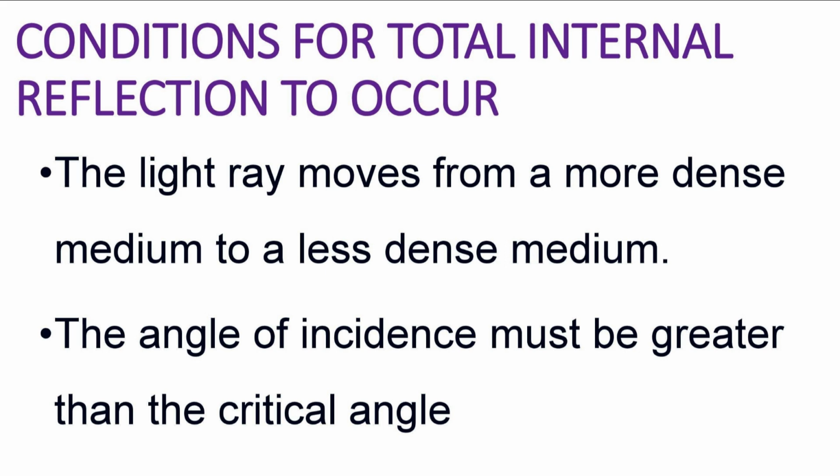Another question will be that they can ask you to state the conditions for total internal reflection to occur. There are basically two conditions. One of them is that the light must move from a more dense medium to a less dense medium. Number two, the angle of incidence must be greater than the critical angle. These are the conditions for total internal reflection to occur.